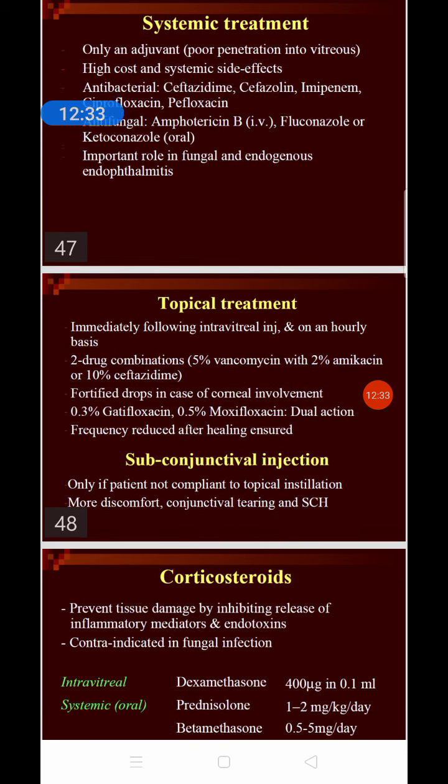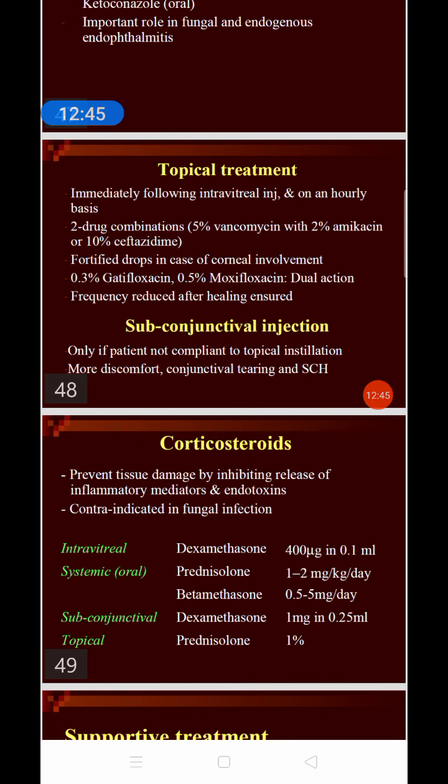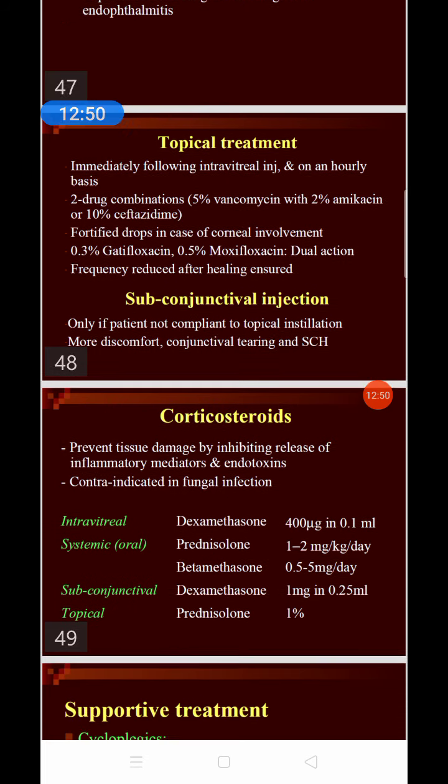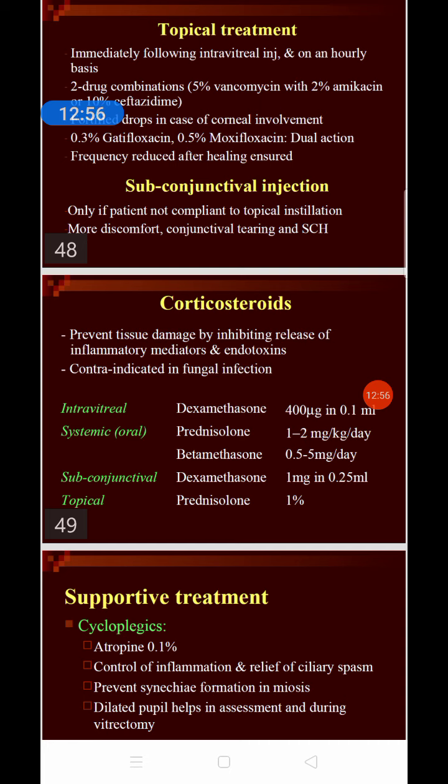Then topical treatment immediately following intravitreal injection on an hourly basis. A two-drug combination, that is vancomycin with amikacin or ceftazidime. Fortified eye drops are prepared and should be instilled every one hour. Subconjunctival injection only if the patient is not compliant with topical instillation, because of more discomfort, conjunctival tearing or subconjunctival hemorrhage.